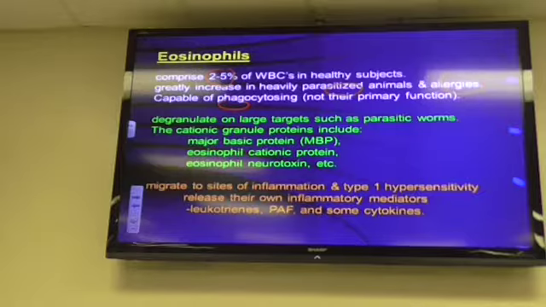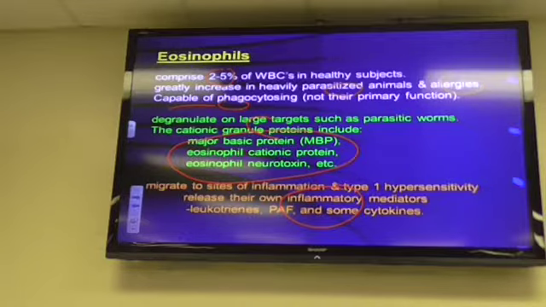Phagocytosis is a function also for eosinophils, but very minor. Their major function is to kill the large parasites, bigger parasites that cannot be phagocytosed. They release their granules onto the parasite, and these granules contain major basic protein, the most important one, but the eosinophil cationic protein and eosinophil neurotoxins can all be released onto the parasite, and that's how it kills that parasite.